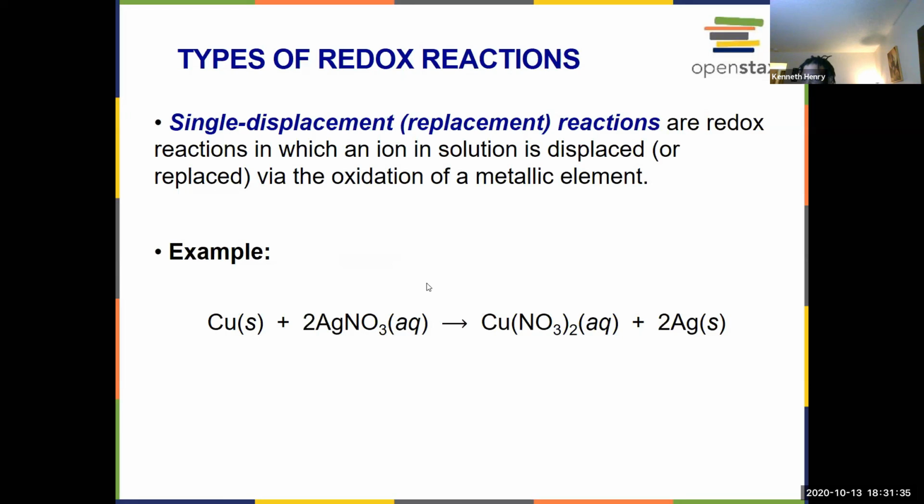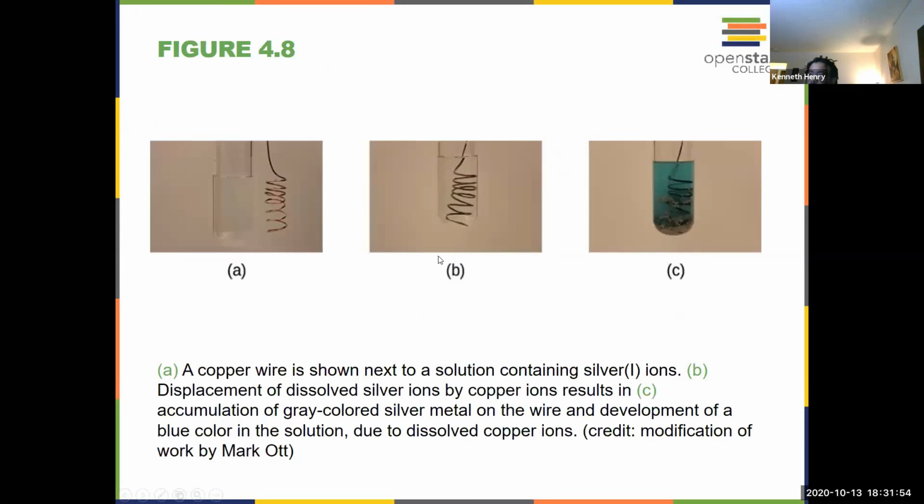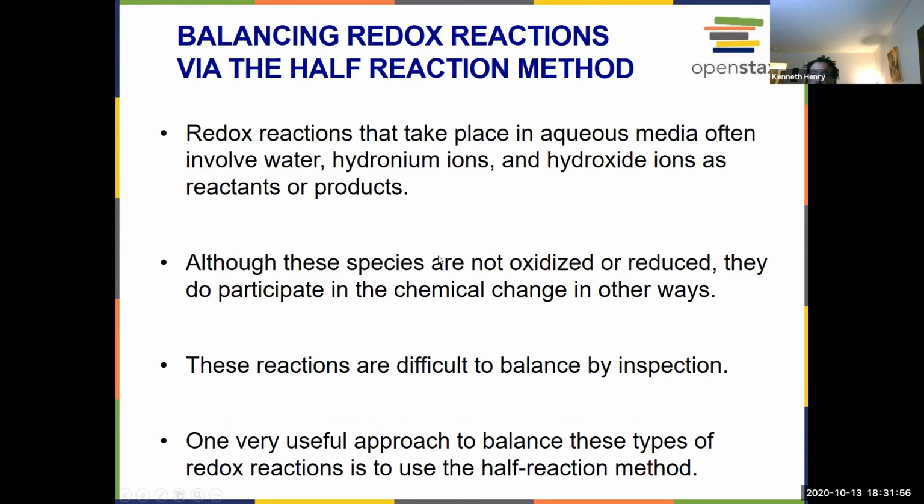So you guys can see, if you have your table available, copper is above silver. So then copper can replace silver in that chemical reaction. Okay, questions, concerns, Cash?